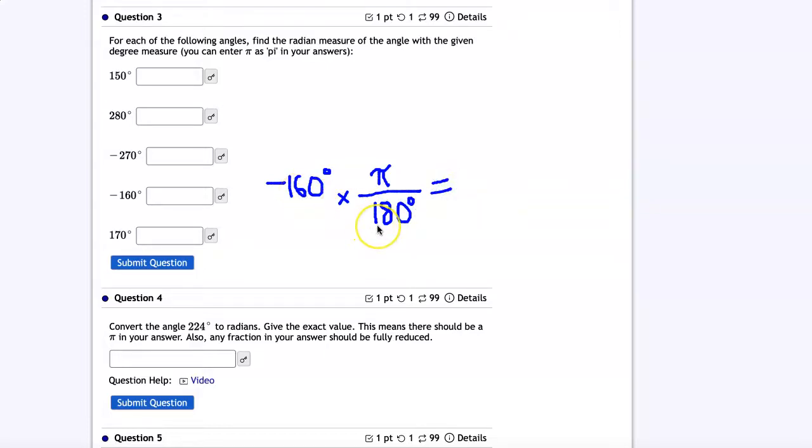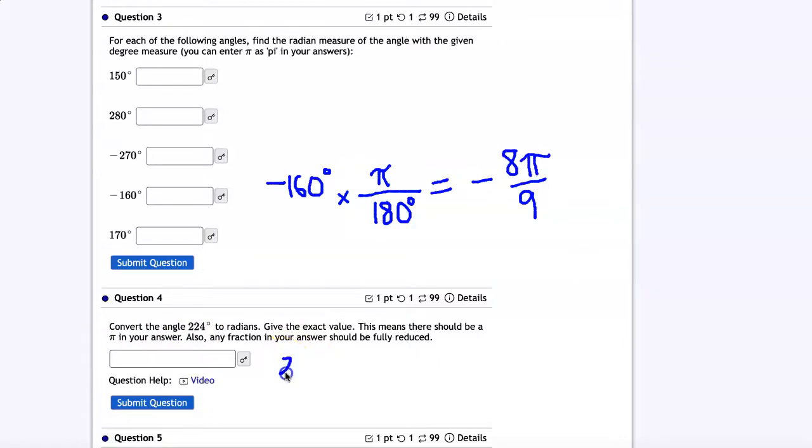16 over 18 reduces to 8 over 9. So this reduces to negative 8 pi over 9. There you go. Notice that we don't do a decimal approximation. We reduce to an exact answer. Question number 4. Convert 224 degrees to radians, give the exact value.